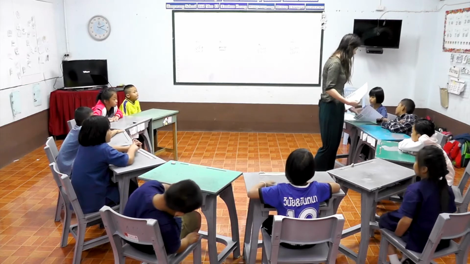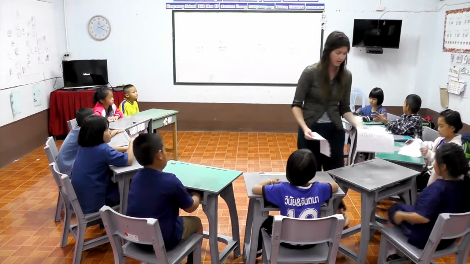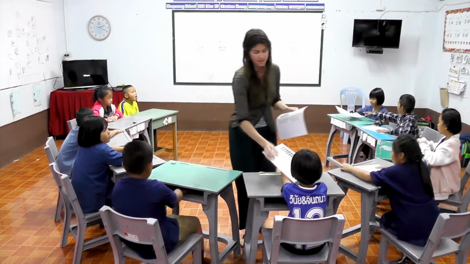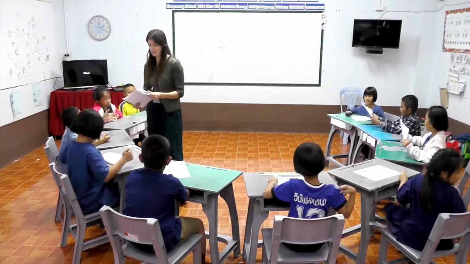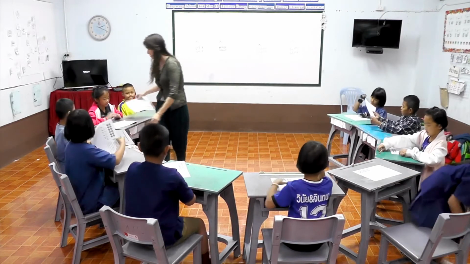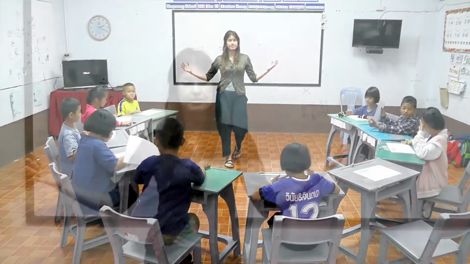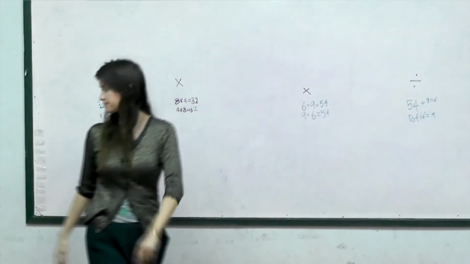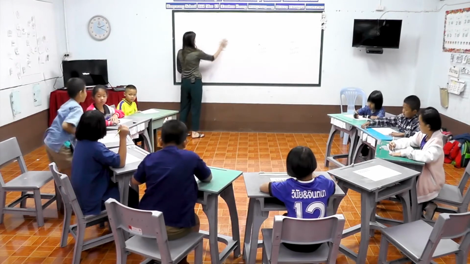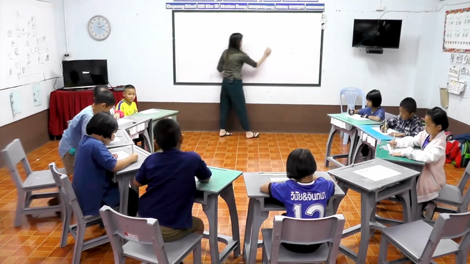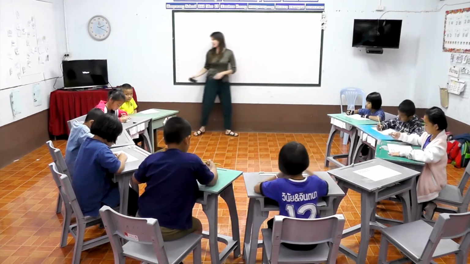So first, you're going to start with your cups. Count up your cups. Count all those cups up. See how many there are. How many are there? 12. 12 cups. Okay, that's the answer to your first question. 12 cups.